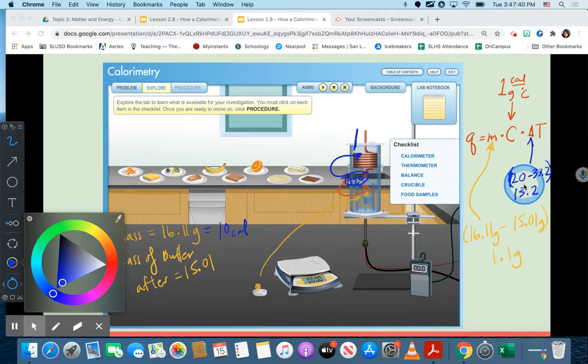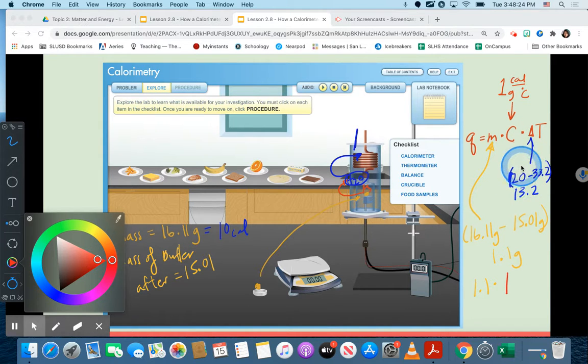So now I have my three parts. I know the mass of the butter that burned. I know that the specific heat of water is 1. And I know my change in temperature is 13.2. So now I have everything to plug into my equation. So if I have 1 gram of butter, how many calories would that be? Well, it would be 1.1. I got this from subtracting the two masses before it burned and after it burned, times the specific heat of water, because we know how much energy is in water, 1, times the change in temperature, right?